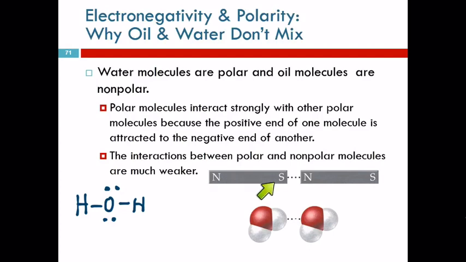So just like magnets are attracted, the south pole of a magnet is attracted to the north pole of another magnet. So polar molecules have dipoles. They essentially have a north and a south pole, and they are attracted to each other like magnets are. So there are relatively strong interactions between polar molecules. The interactions that occur between a polar molecule and a nonpolar molecule are not as strong.